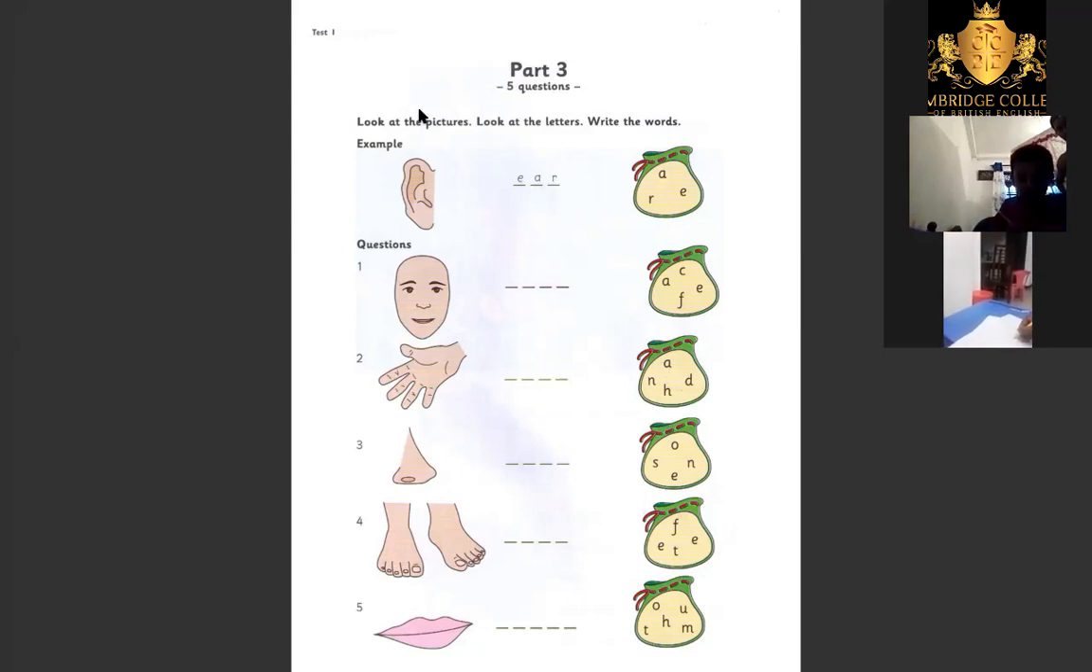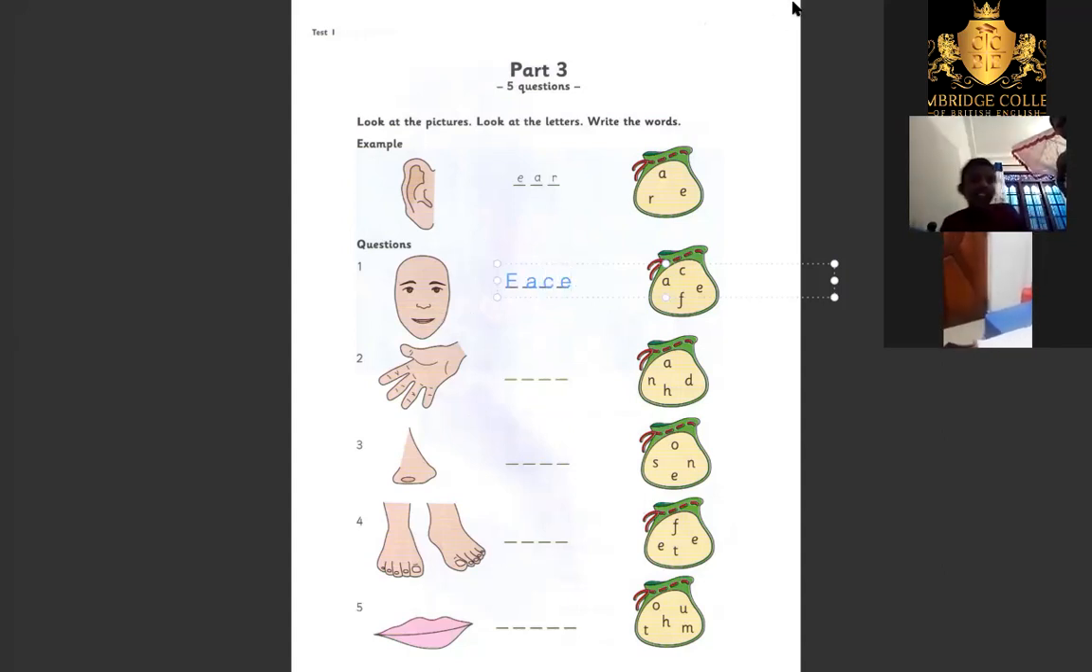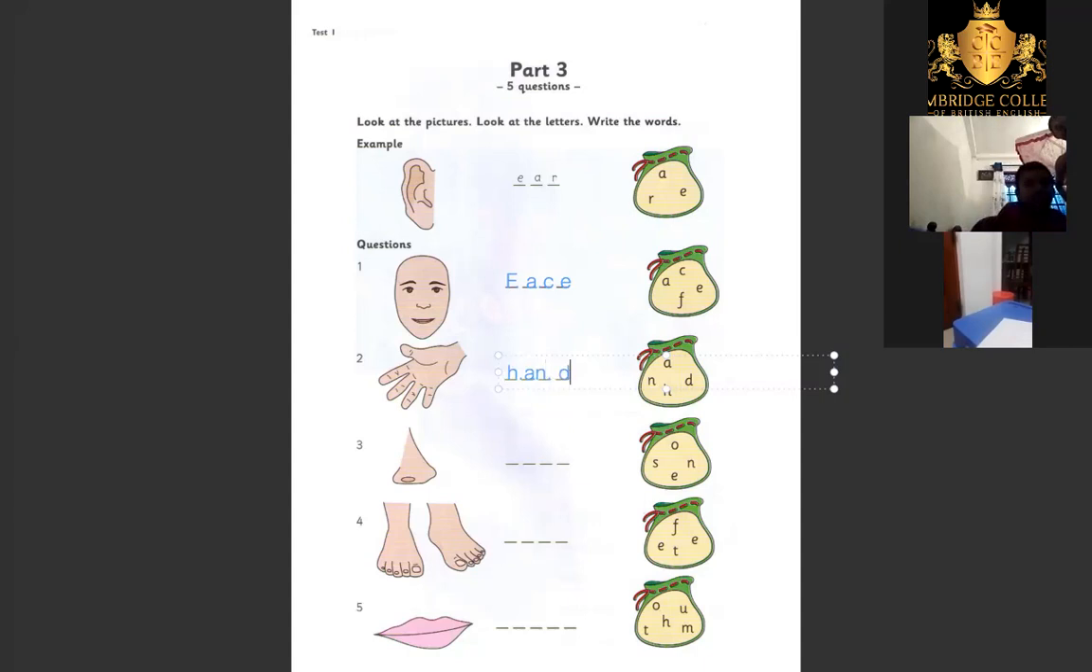Okay, let's start to write the answers for each question. First one, F, A, C, E, face. Next one, hand. How can we write hand? H, A, N, D, hand.